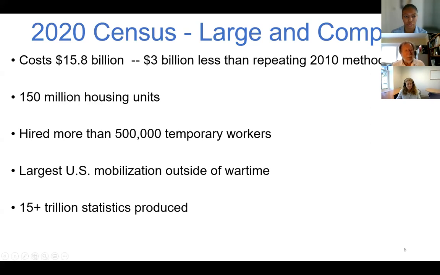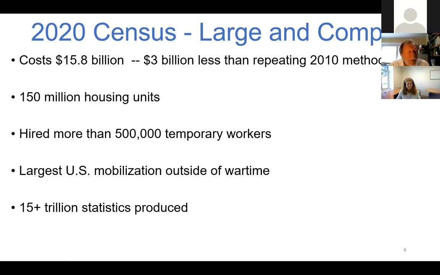These are really, calling them addresses is the same thing as housing units here. Not all of them are occupied, but there's 150 million that the Bureau has to go to see if they're occupied or not. They hired more than 500,000 temporary workers. They took applications for more like 3 million. As you can imagine, a lot of people who applied don't show up, and some of those who show up don't last very long. So it's important to recruit a lot more people than you're going to need.